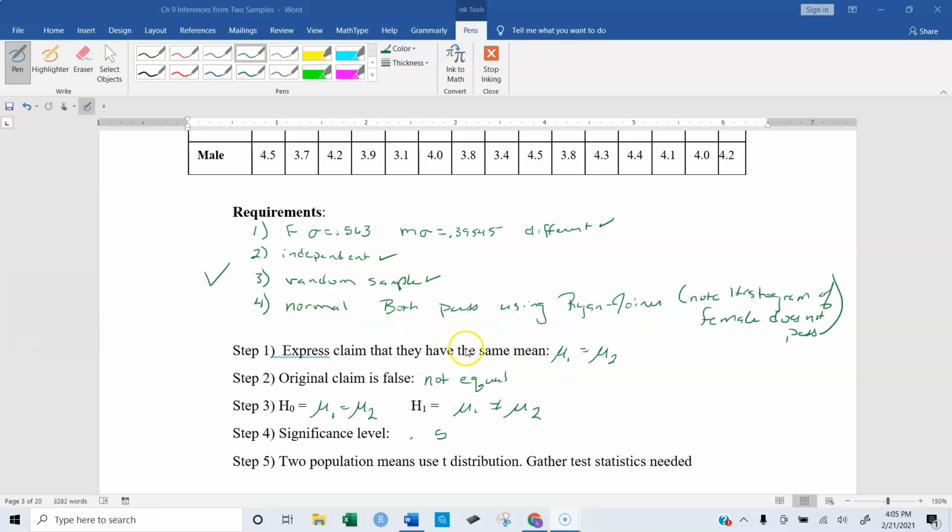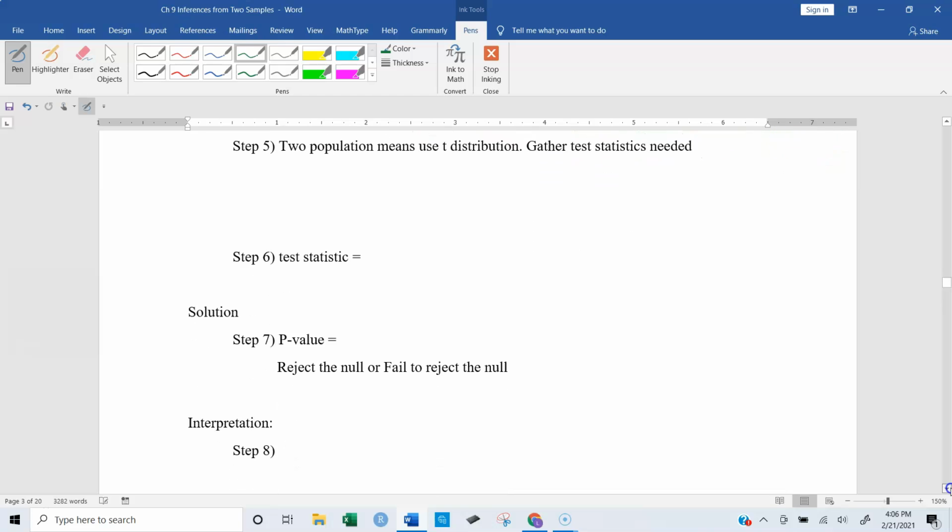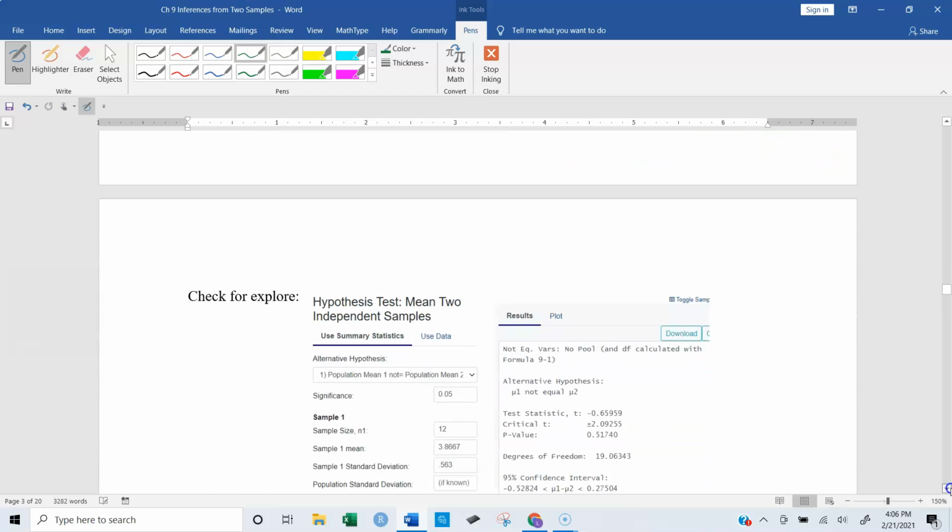So step one, we let the mean of 1 equal the mean of 2. The original claim is that they're not equal. So our null hypothesis is mean 1 equals mean 2. The alternative is they are not equal. We have a significance level of 0.05. And now we have to do the two population means using the t distribution. So you're in StatDisk and you go into Analysis, and this time you're doing two sample means. Instead of writing this all out, I have it on the next page for us.